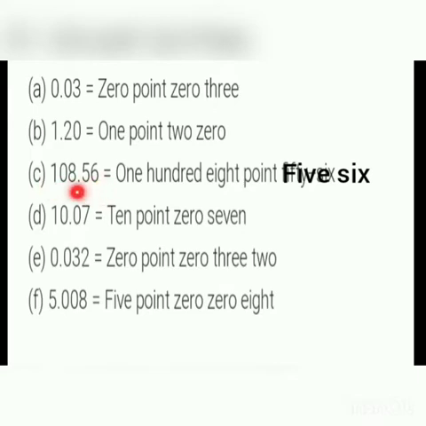So how will you read 108? The whole number part, the same way you have studied previously. But after the decimal point, don't use any place value system. That is 108.56. You know this is 5, this is 6, so read it as such, 5, 6. Then 10.07, 0.032, 5.008. After the decimal point, we'll read the numbers as such. There are no place values. When you are reading, there is no place value system.